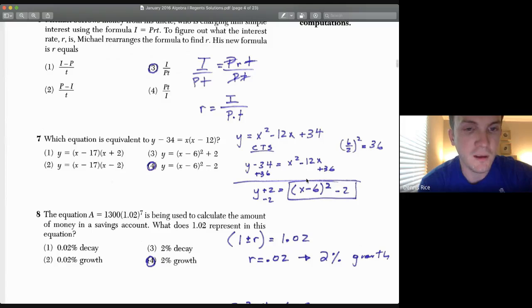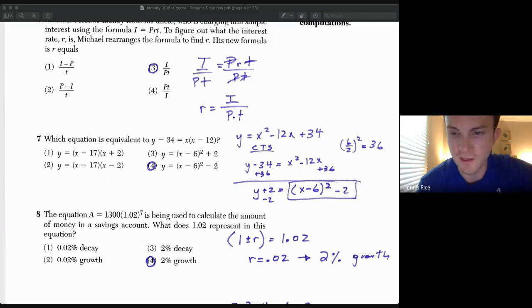For number 7, distribute, move the 34 over, and now do CTS, kind of like a question we saw today. What else could you do here if you don't like CTS? You could expand the choices. You could do box method and see which one matches the original equation. But CTS was really the skill that they were getting at here.